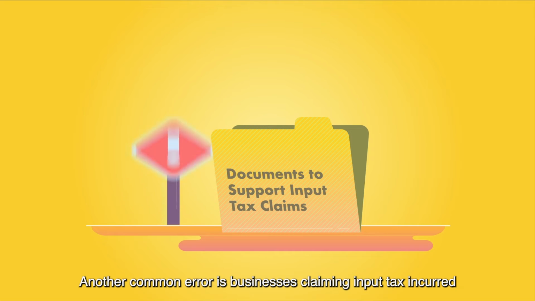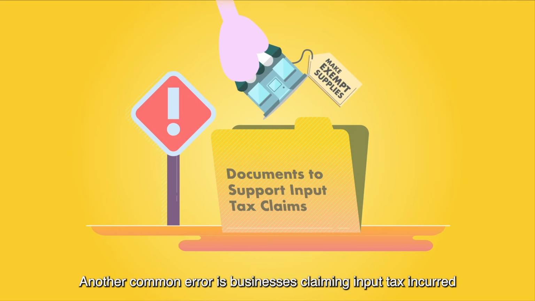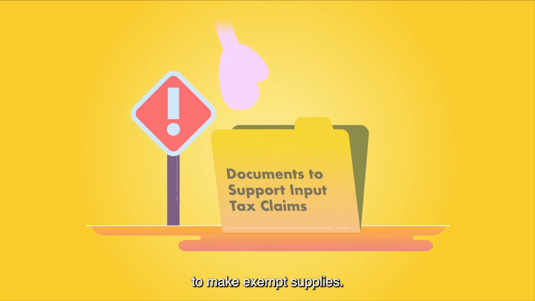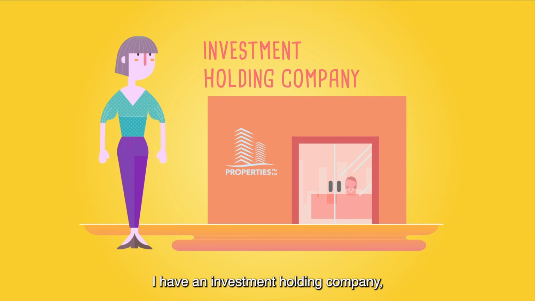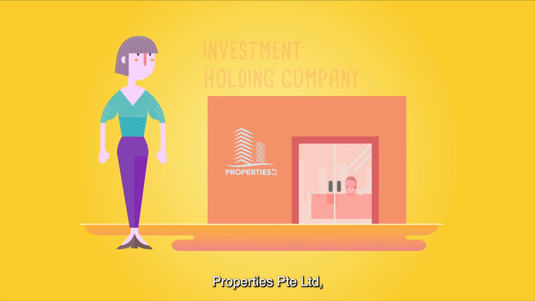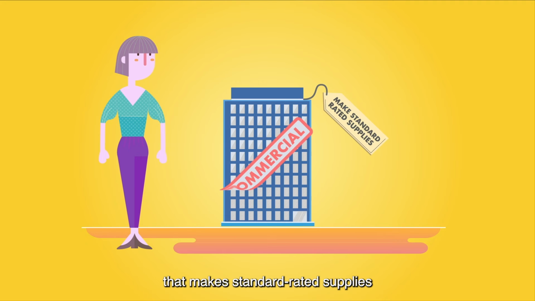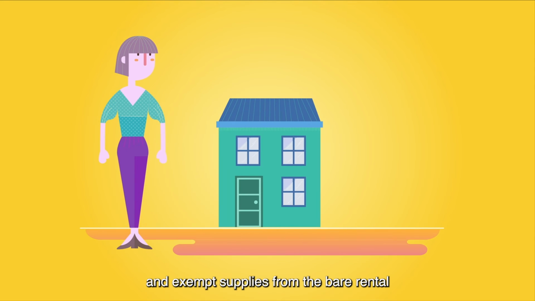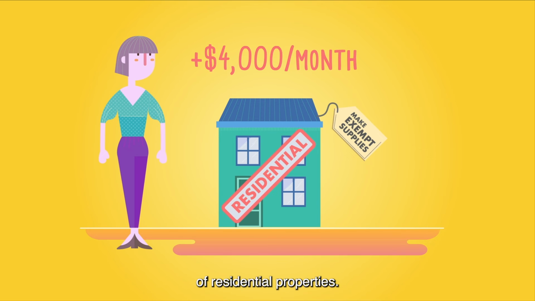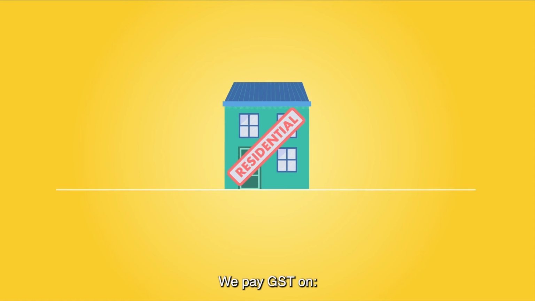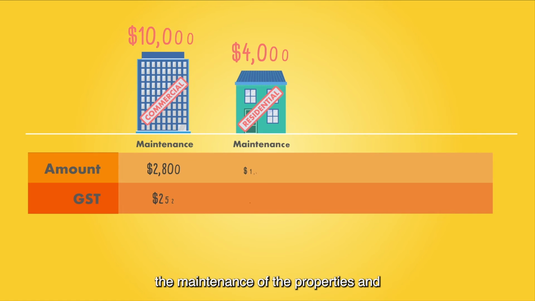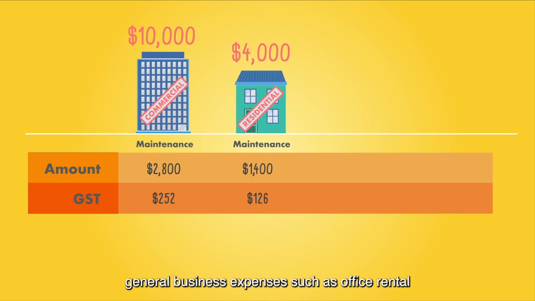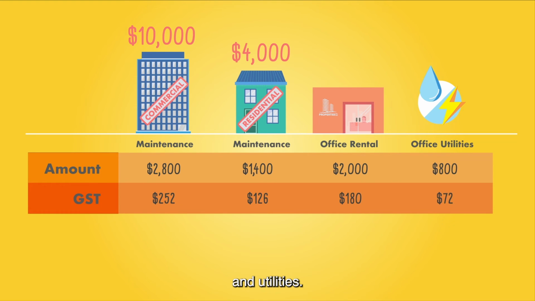Another common error is businesses claiming input tax incurred to make exempt supplies. I have an investment holding company, Properties Private Limited, that makes standard rated supplies from the rental of commercial properties and exempt supplies from the bare rental of residential properties. We pay GST on the maintenance of the properties and general business expenses such as office rental and utilities.